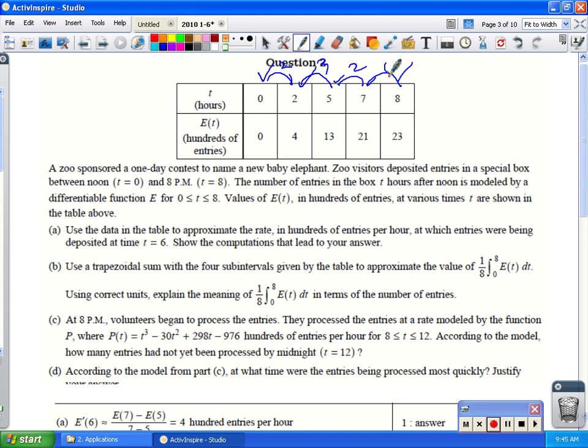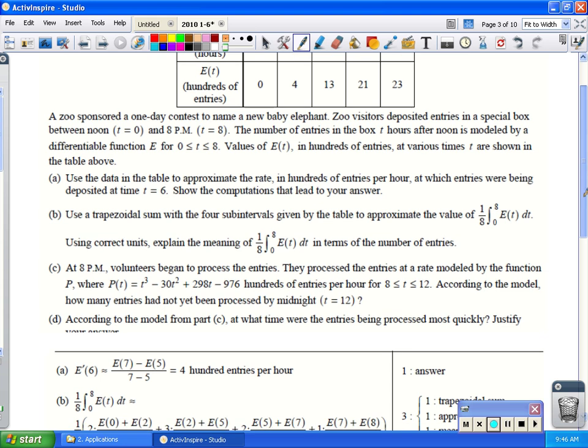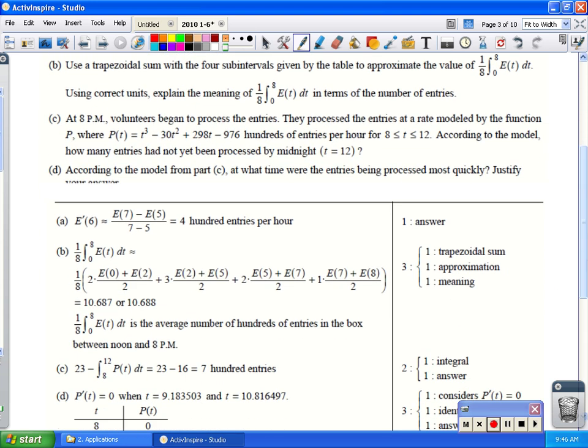So the first thing they ask you is to approximate the rate. When we approximate a rate, we're going to use slope, average rate of change. We're going to go one above. We're going to go one below. Very easy problem. Please make sure that you put your units.